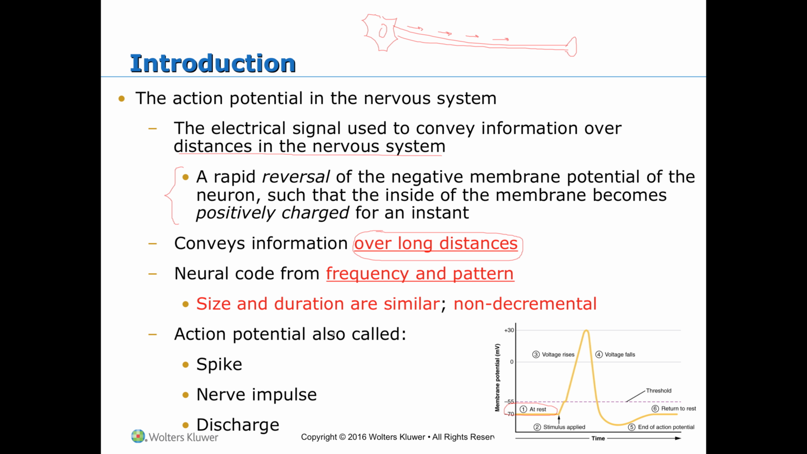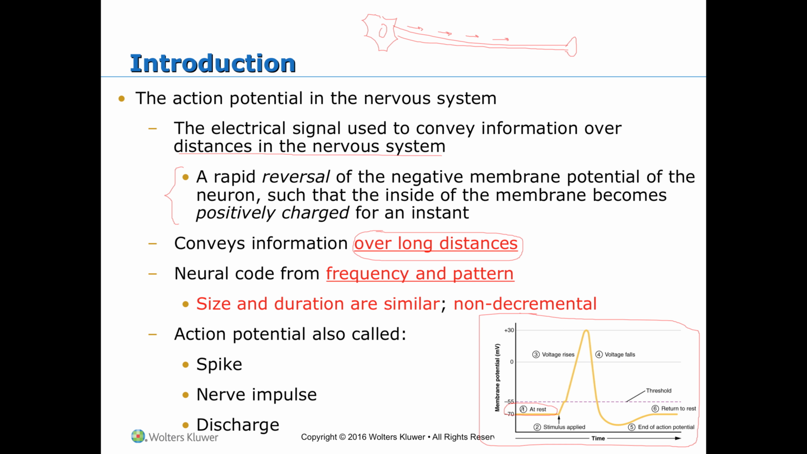Action potentials are also called spikes, discharges, or nerve impulses, and you can see those different terms used in the literature. But this is briefly what an action potential is. It's a brief change or reversal in the resting membrane potential so that the inside of the cell becomes positively charged, and then there will be a repolarization that occurs.